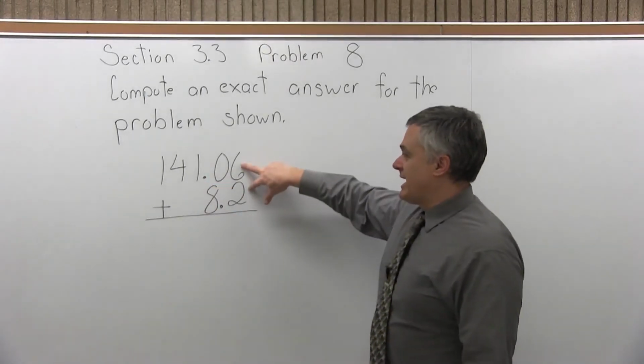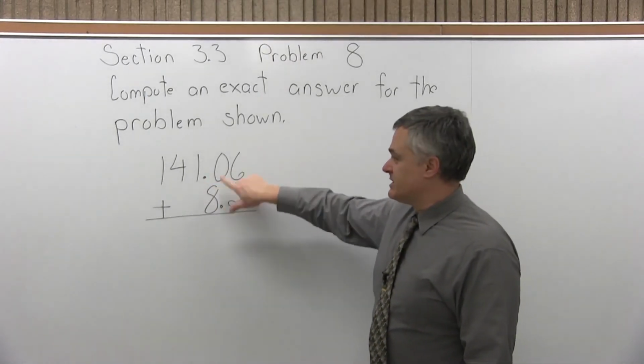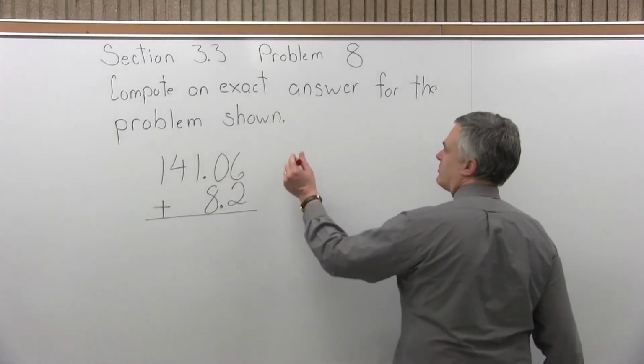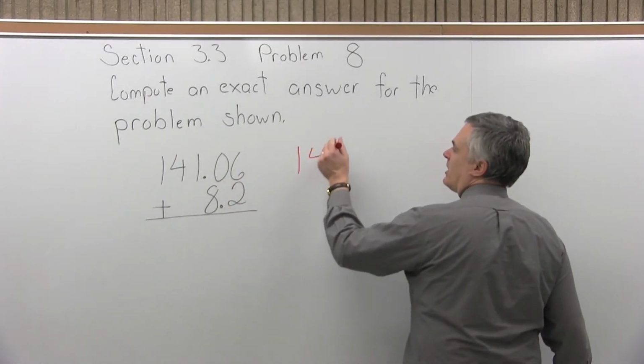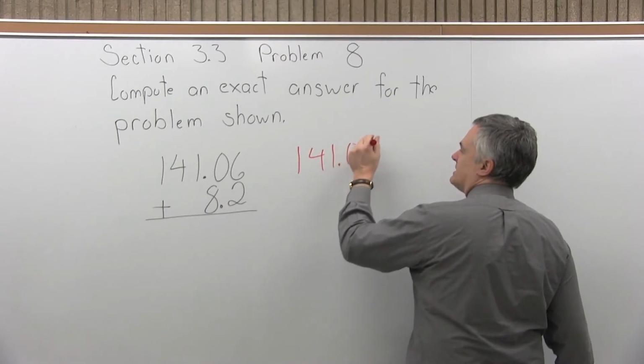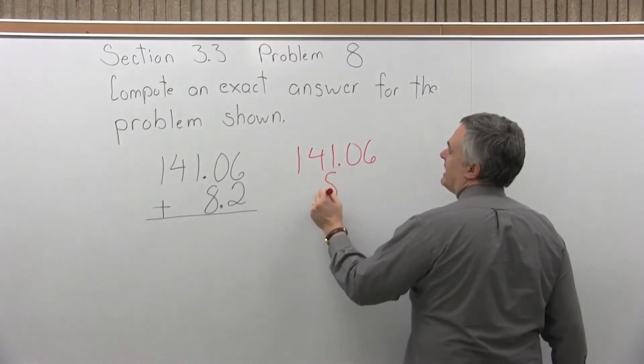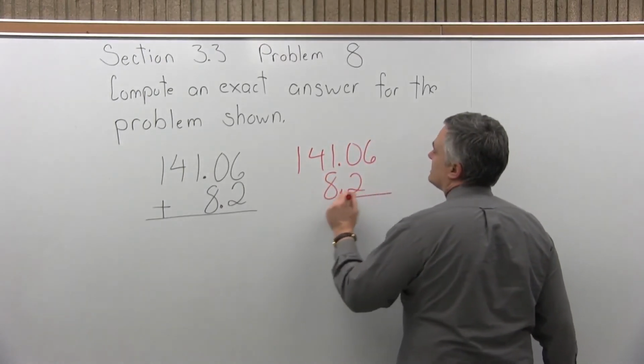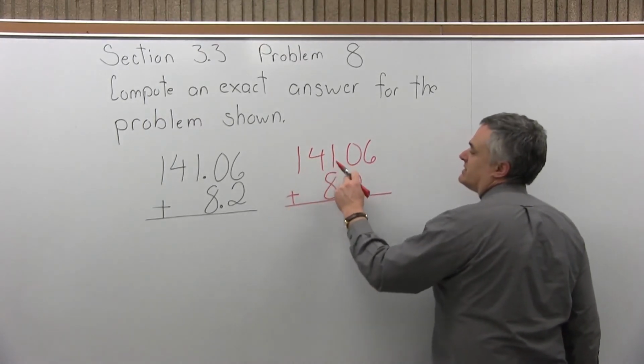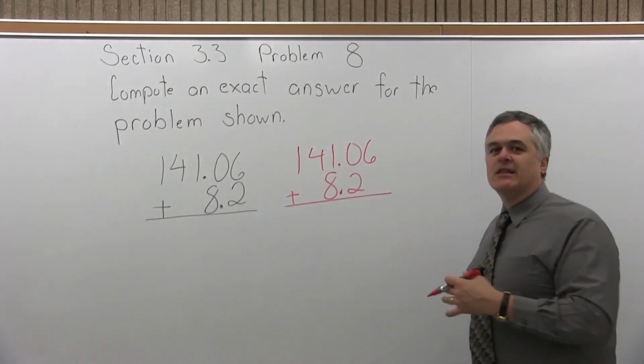I actually don't want to add the 6 plus the 2. The decimals need to line up. So let me rewrite the problem as 141.06 plus 8.2, same numbers, but notice the decimals now are vertically in line with each other.